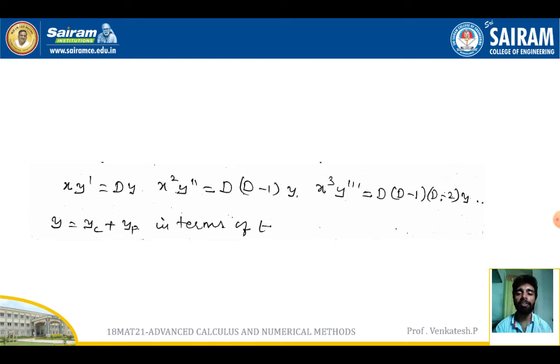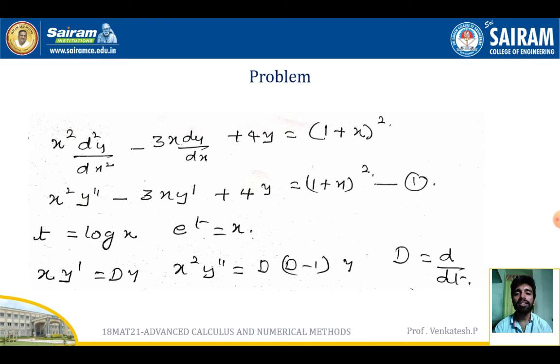After that, we can find the value of yc plus yp in terms of t, because since I am converting all the x variables in terms of the t variable, I will get a solution in terms of t only. Later we have to convert t again in terms of the x variable. Now we will see a few examples related to Cauchy's differential equations.